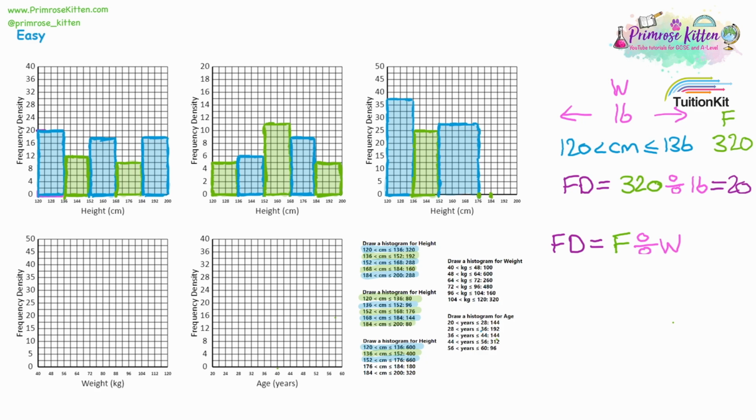Now this is a much narrower bar than what we've had before. It's half the size of some of the other ones. From 176 to 184, that's a width of 8. 176 plus 8 is 184. So we take the total, 180, divide it by only 8 this time, and we get 22.5. The bar is going to go all the way up to 22.5.